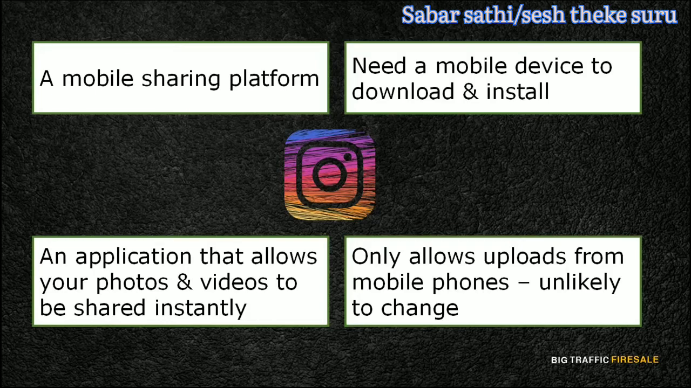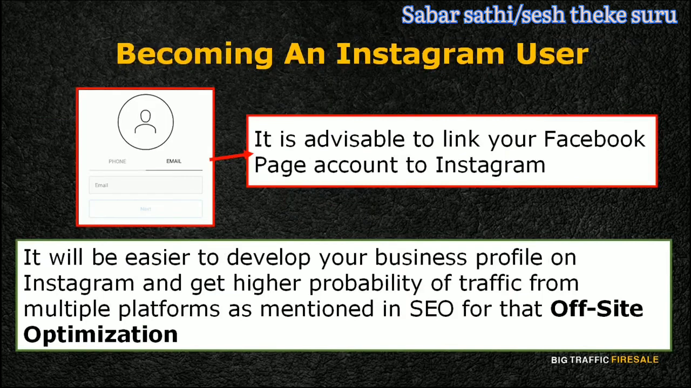Understanding the simple principle of Instagram should give you a generic idea of how you should handle your account to its fullest. You need only a mobile device to make traffic from Instagram. Download it and install it. Previously, you've created your Facebook page. Now you may sign up using the same email. It's advisable that you link your Facebook page and synchronize it to Instagram using the same account you have in Facebook. This way, it'll be easier to develop your business profile on Instagram and get higher probability of traffic from multiple platforms, as mentioned in SEO for that off-site optimization.